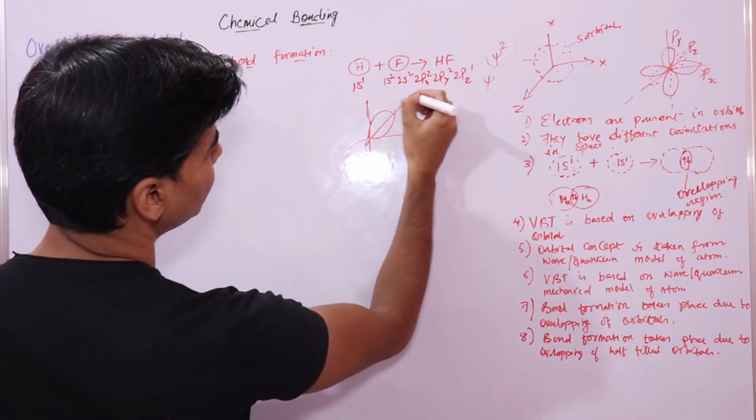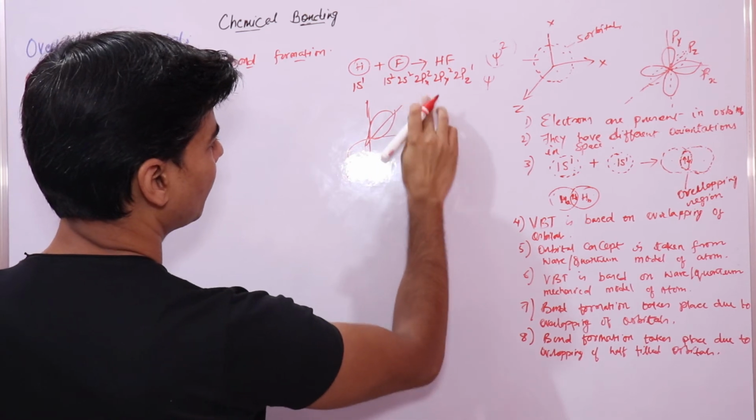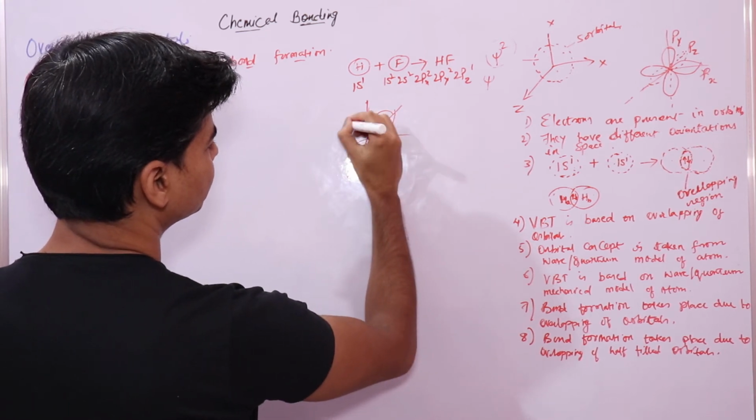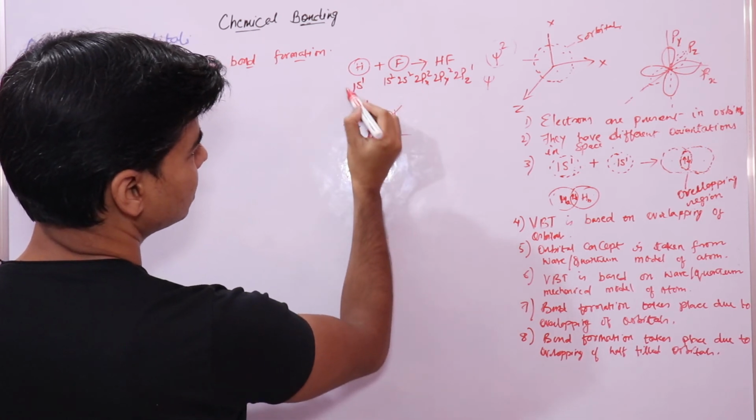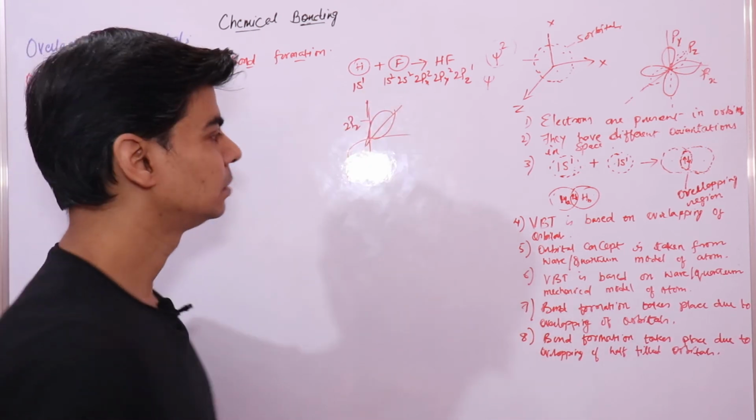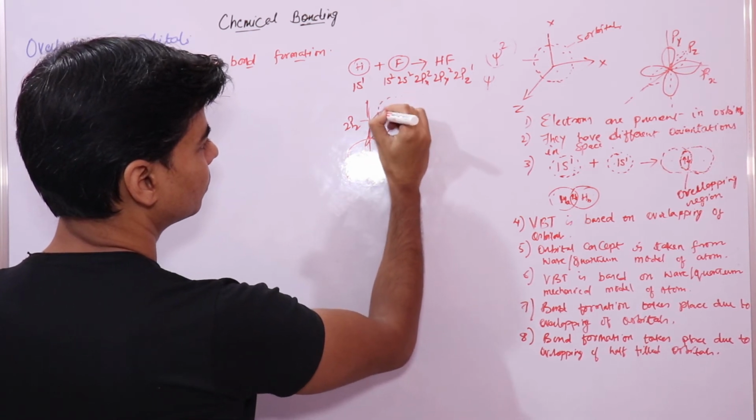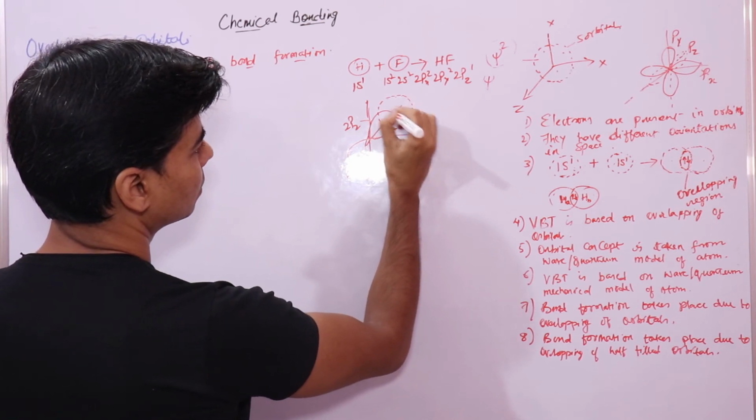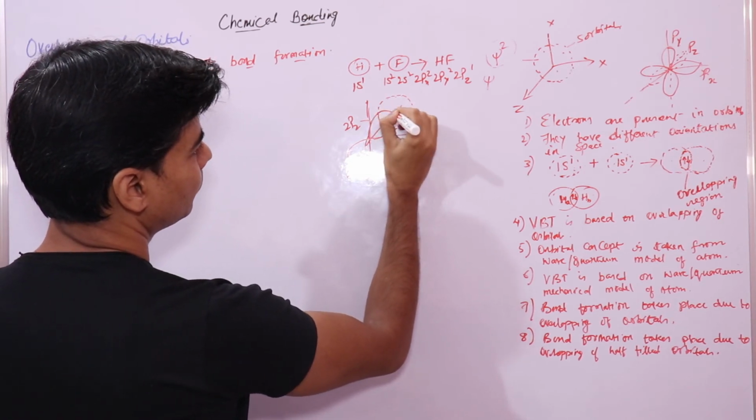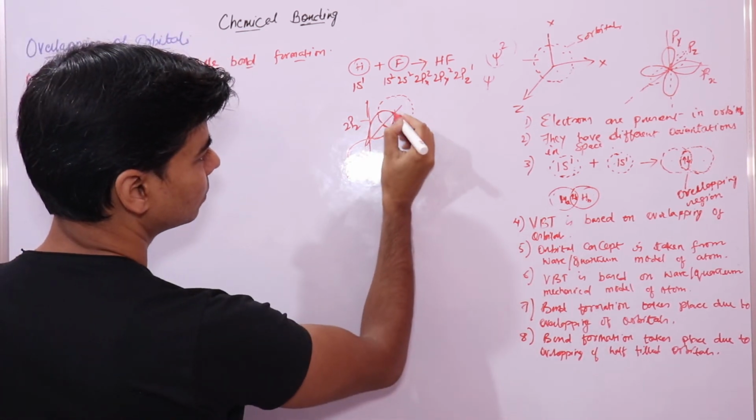This is the 2pz orbital, and this is your s orbital. The s orbital will interact this way. So this is the overlapping region.